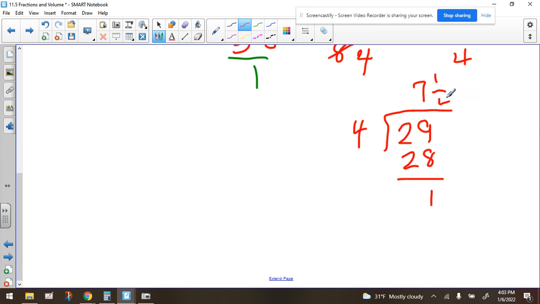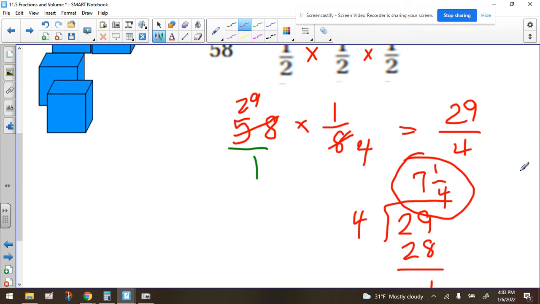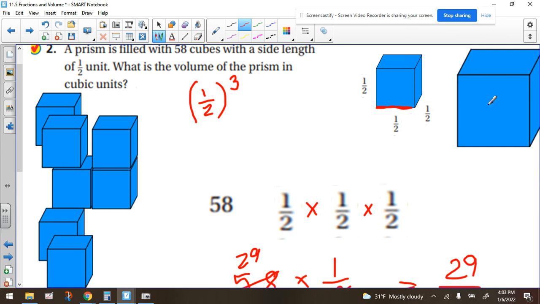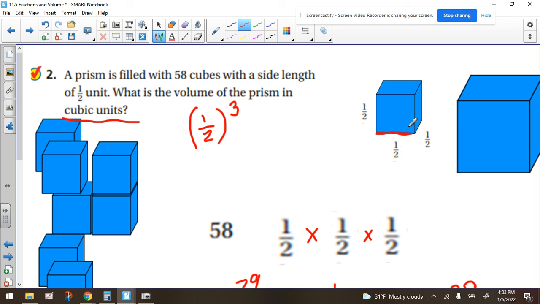So we need 7 1/4 of these to equal 58 of these, because this is a full cubic unit. When they say cubic unit, they mean like full units. This is a half unit cube. Now, there are such things as a third unit cube and a fourth unit cube and so on. There's another video that I have that'll help you understand that.